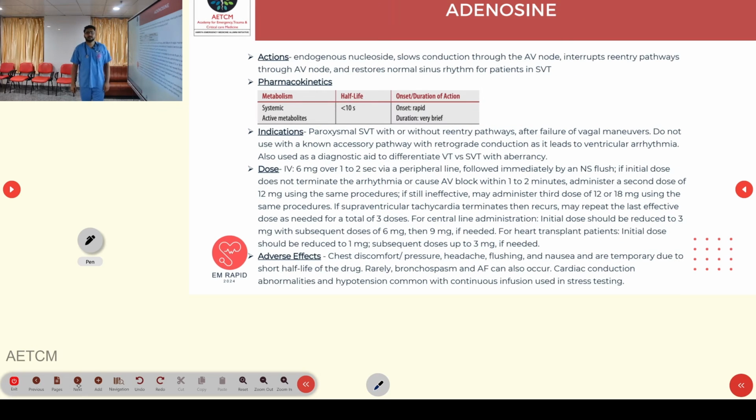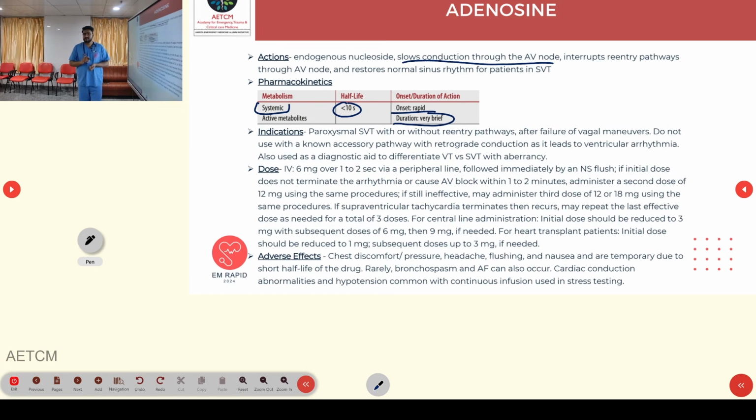And further coming to adenosine. Adenosine is one of the most important drugs we use in the ER. Adenosine is an endogenous nucleoside. It slows the conduction through the AV node, interrupts all the re-entry pathways through the AV node, and restores normal sinus rhythm for patients in SVT. So it's mainly used in SVT with re-entry pathways, and its half-life is less than 10 seconds, a very short half-life, because the metabolism is mainly systemic. All these cells can metabolize adenosine very fast, so the onset is very rapid and the duration is very brief.